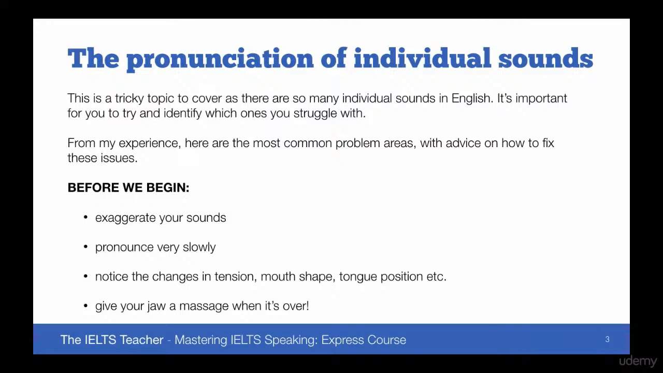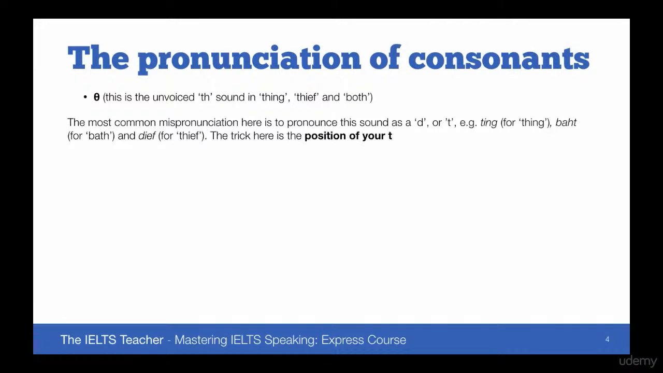A lot of people have the problem of not being able to pronounce thing, thief, or both correctly. This is an unvoiced sound. The most common mispronunciation here is to pronounce this sound as a d or a t, like ting or ding for thing, bat or bad for bath, or dif or tif for thief.